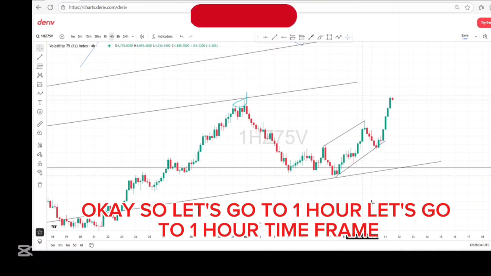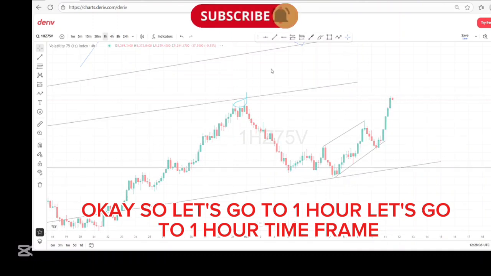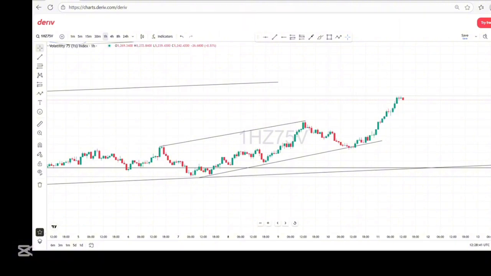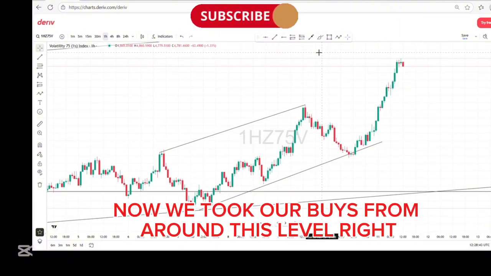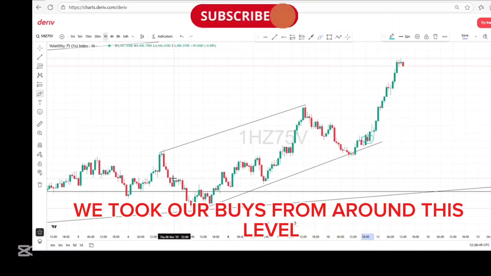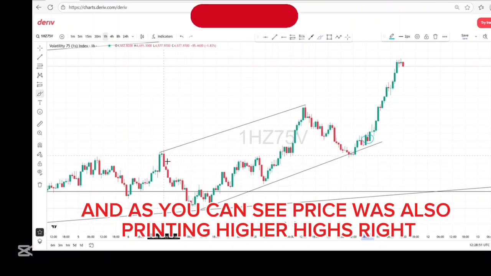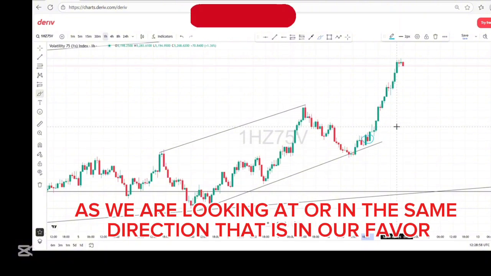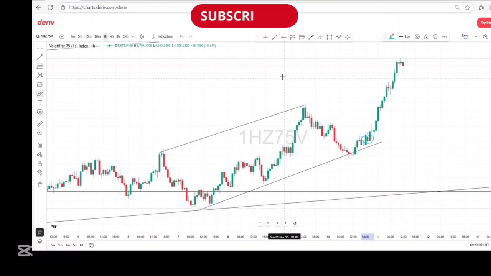Okay, so let's go to 1 hour. Let's go to the 1 hour time frame. Right now, we took our buys from around this level, right? We took our buys from around this level, and as you can see, price was also printing higher highs. That means the trend continues in the same direction that is in our favor, right?